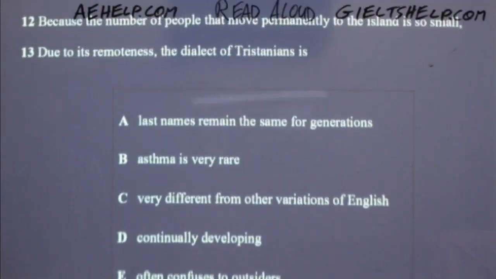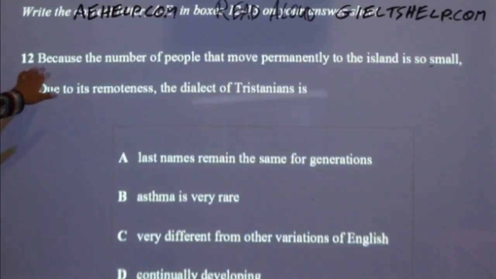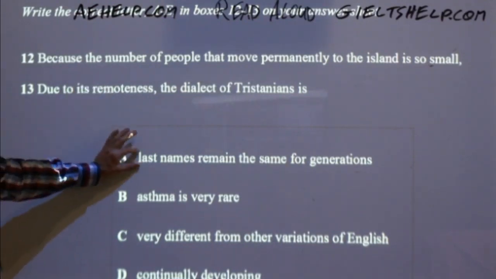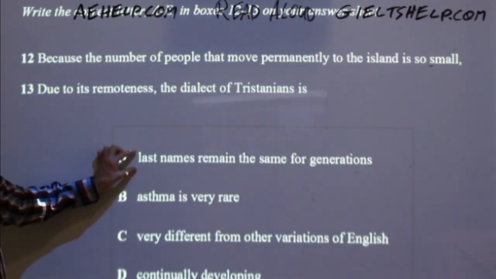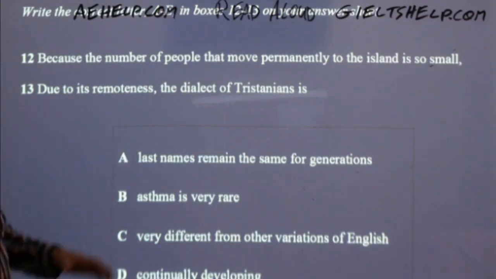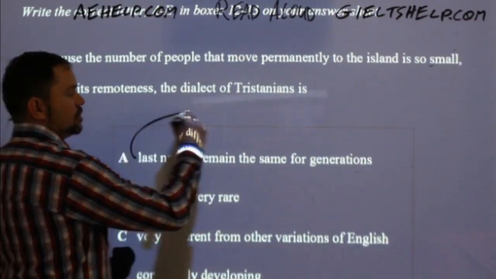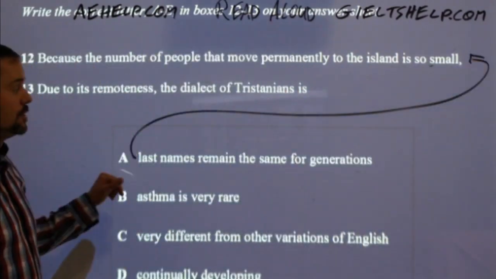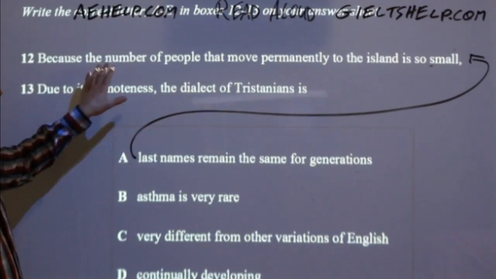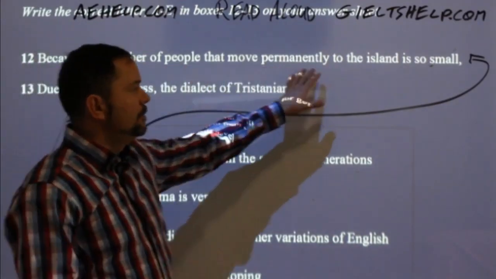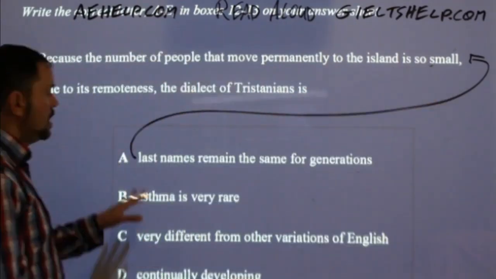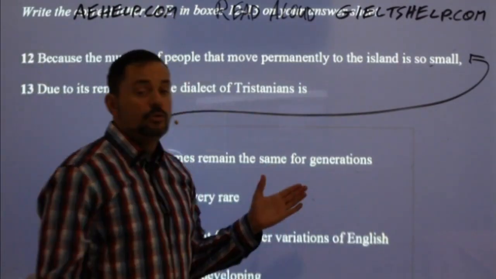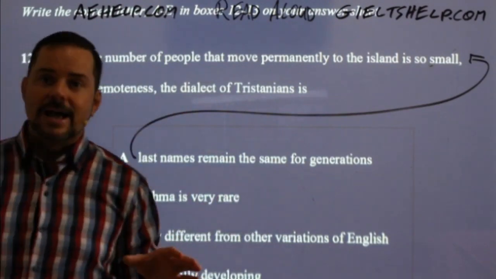So for this one, members, for these questions, one important point to keep in mind is that whatever one you choose, the grammar has to match. So it's a good idea to actually put it at the end and read the whole sentence together. So because the number of people that move permanently to the island is so small, last names remain the same for generations. Grammatically, that's correct.